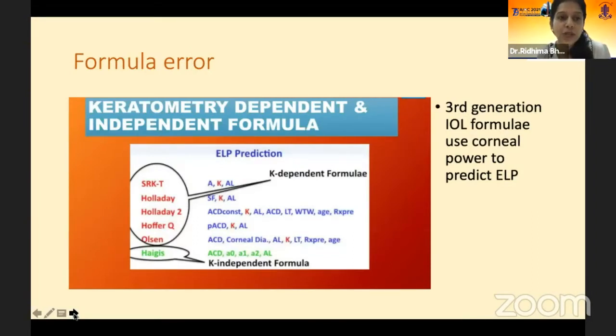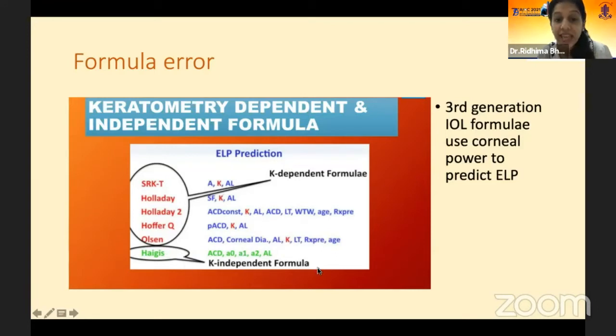The third error is the formula error. The routinely used third or fourth generation formulae like the SRK/T, the Holladay, Hoffer Q, all of them are going to predict the effective lens position. That is where the IOL is going to sit in the eye. And for this prediction, all of them mostly use corneal power as one of the variables.